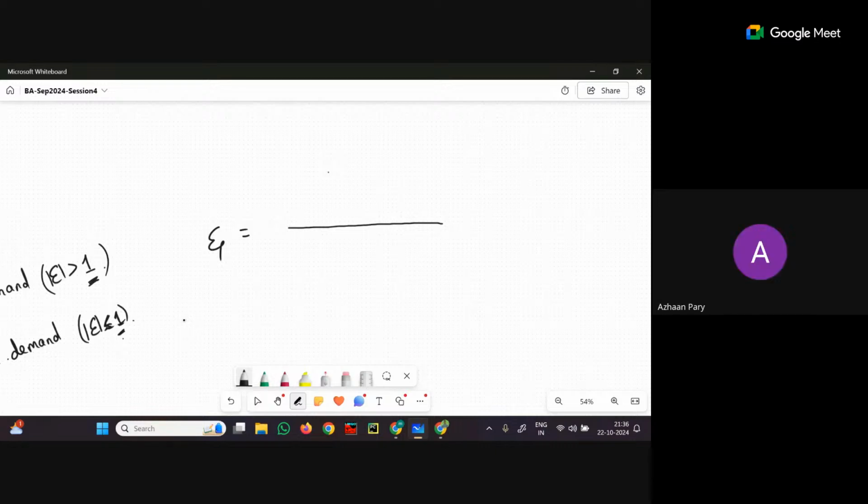Q2 minus Q1 upon Q1, and in the denominator, P2 minus P1 upon P1. This is the percentage change in price. You can just multiply it by 100. So it's percentage change in quantity divided by percentage change in price. This is the formula that any economics textbook will give you.